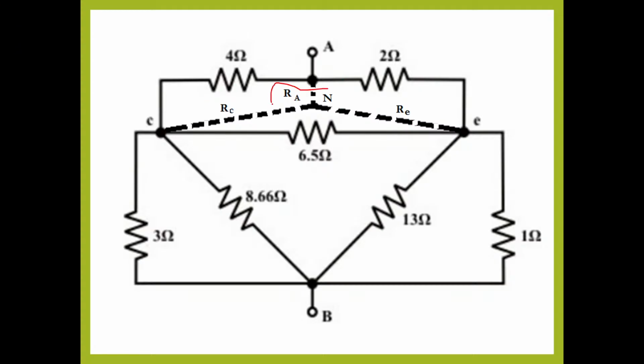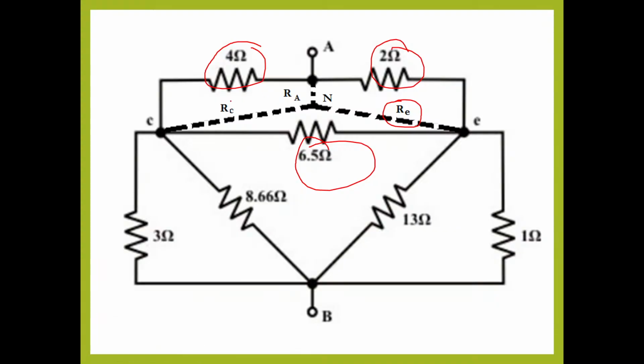So you just see here this RA. Besides it, what is there? 4 ohms and 2 ohms. So RA is equal to 4 into 2 divided by 4 plus 2 plus 6.5. Similarly, RE. Besides it, what is there? 2 ohms and 6.5 ohms. So RE is equal to 2 into 6.5 divided by 2 plus 6.5 plus what is left over, 4 ohms. So 4.